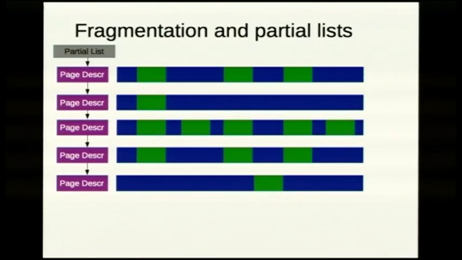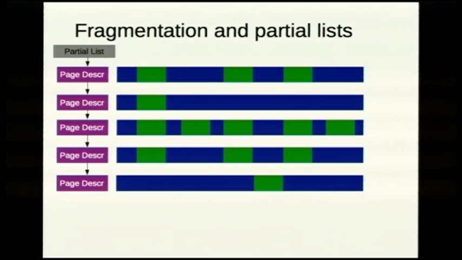So this is the usual architecture of the partial list of the SLAB allocators. You have a list of these page descriptors for all the SLAB pages, and in each of the SLAB pages we have some objects that are free, green, and some objects that are allocated, blue. And typically, as you allocate new objects, these holes are filled up. So if you allocate three objects here, you get rid of the page struct for the top page. If you would free all the blue ones, you could free the whole page, right?